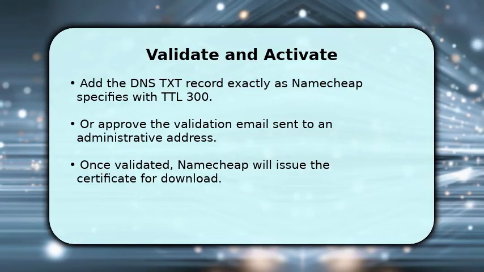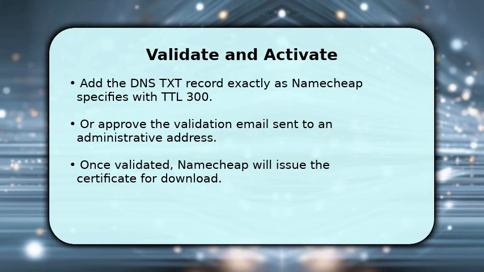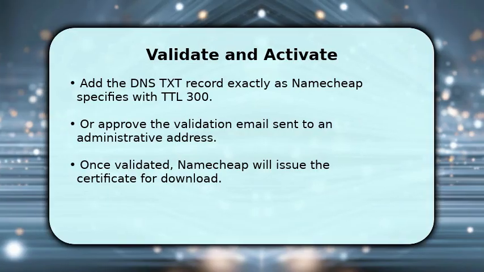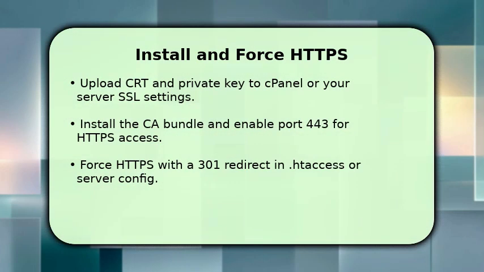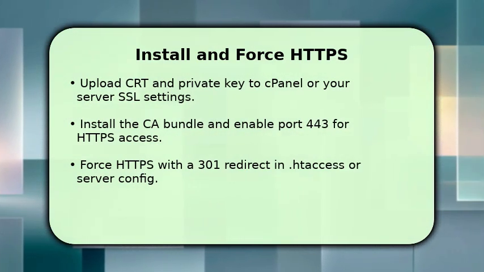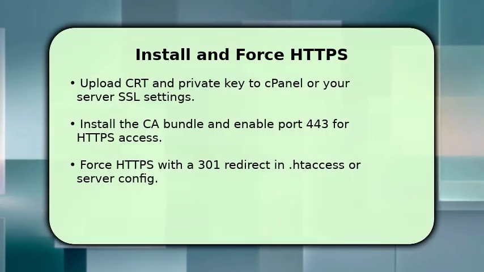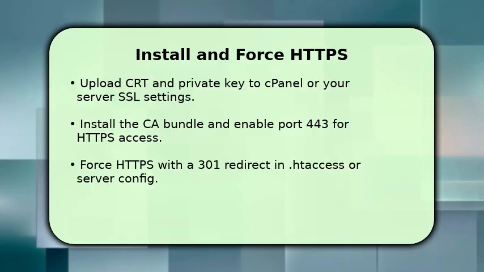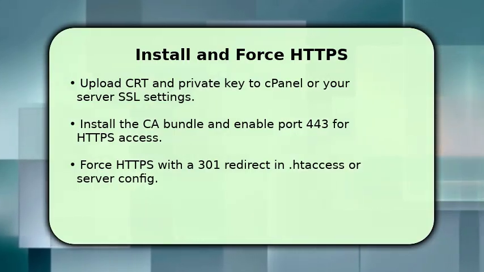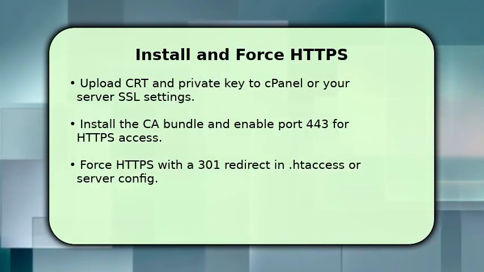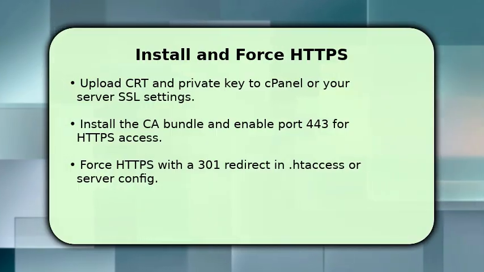Download the certificate files, including the server certificate and CA bundle when the issuance completes. Log into cPanel or your server control panel and open SSL/TLS Manager to upload CRT and the private key. Also install the CA bundle or intermediate certificates to complete the chain.